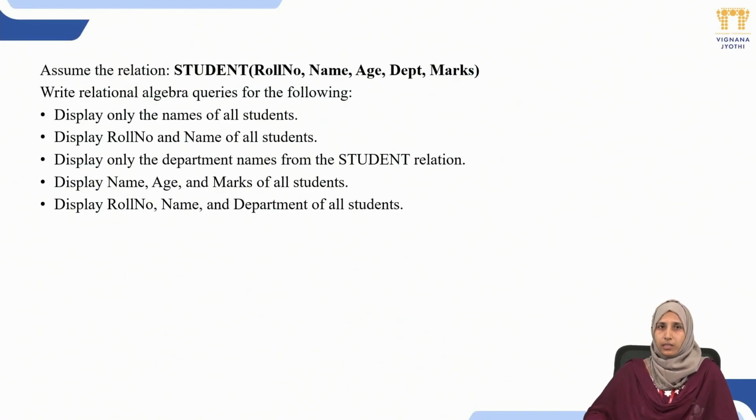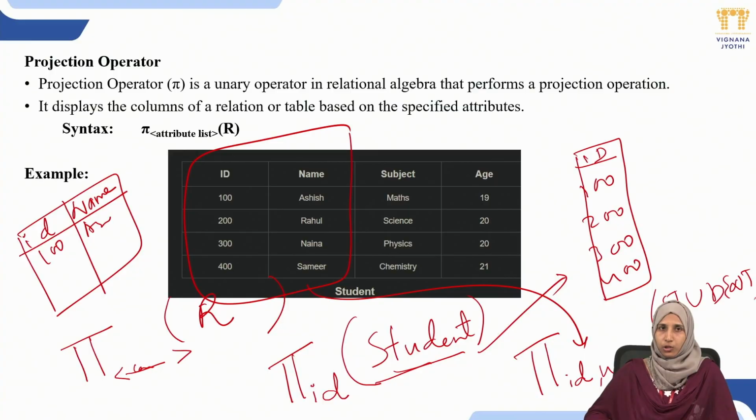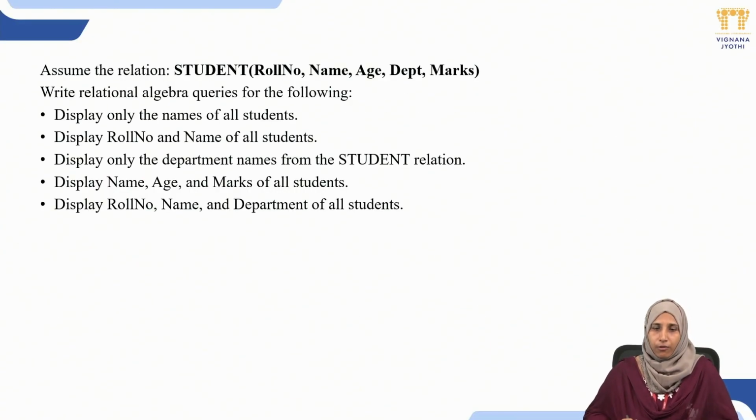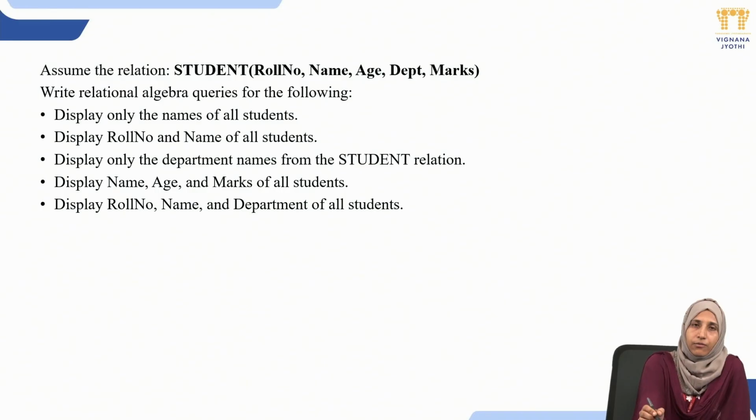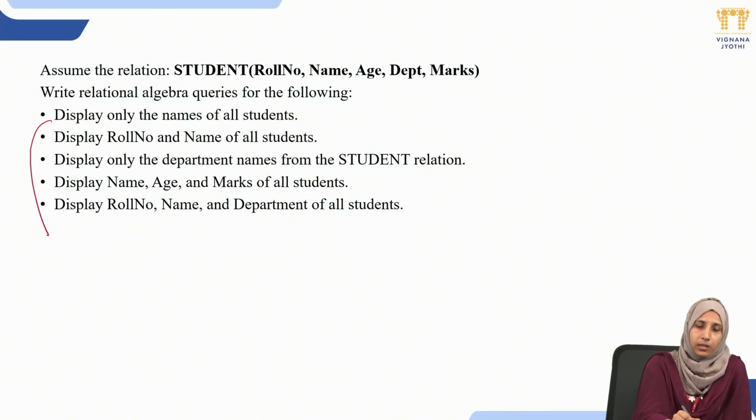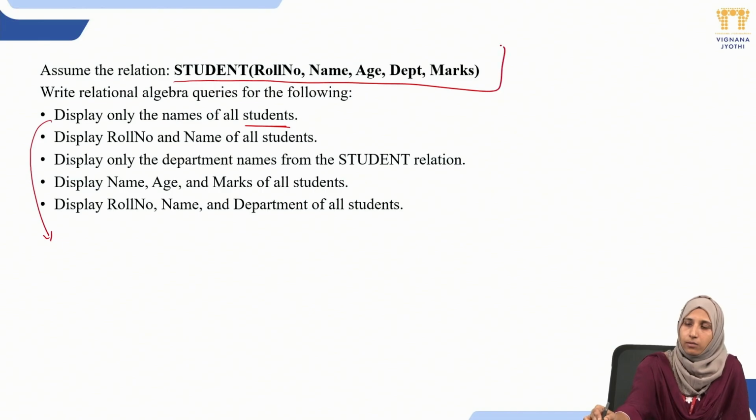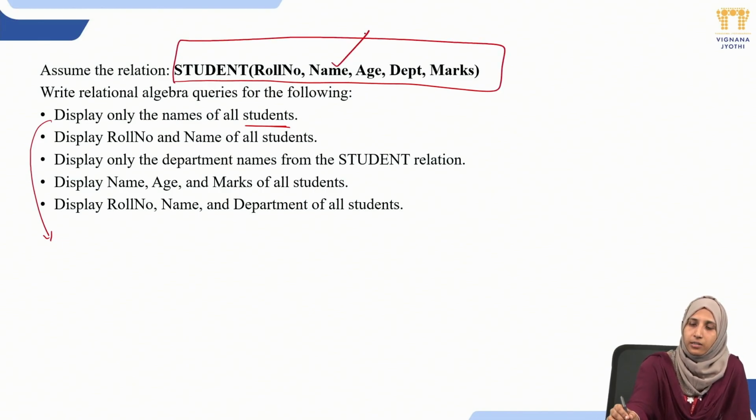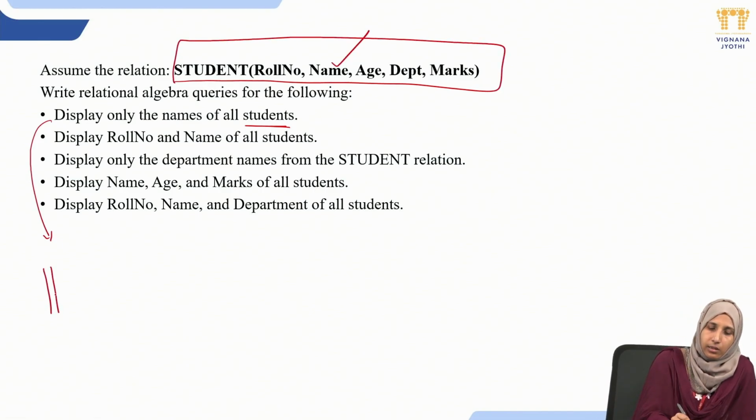Some important points we'll see about this projection. Okay, before that we'll see a few simple examples or queries. Display only the names of all the students. What does this mean? Display only the names of the students. The schema or relation is given here. Name column is there? Yeah, it is there. Simple. Write down this.